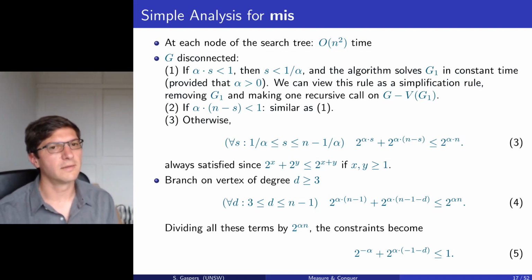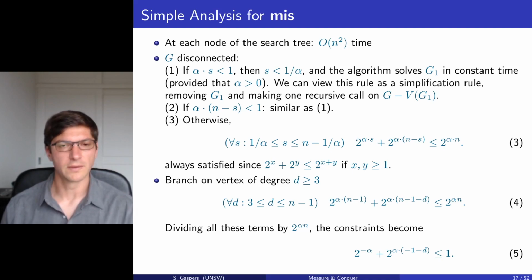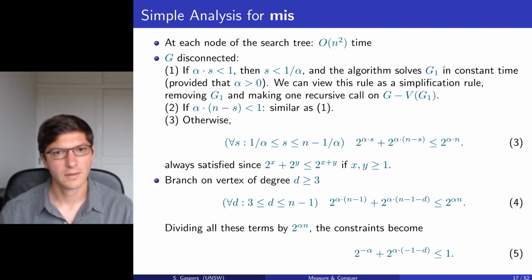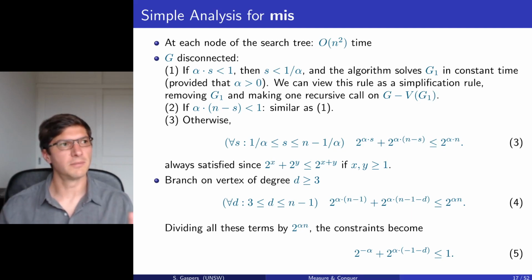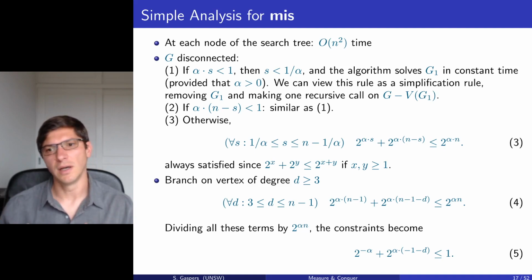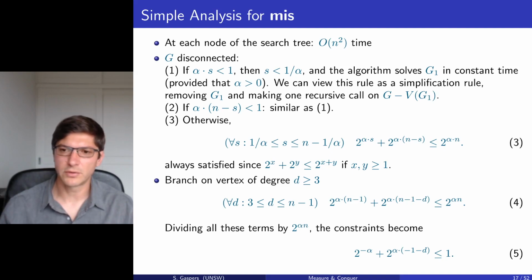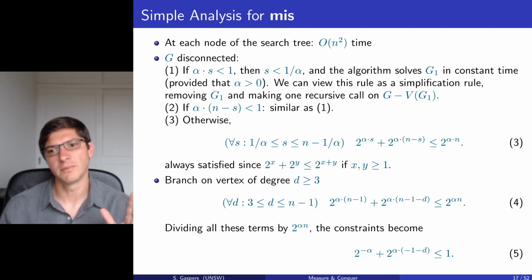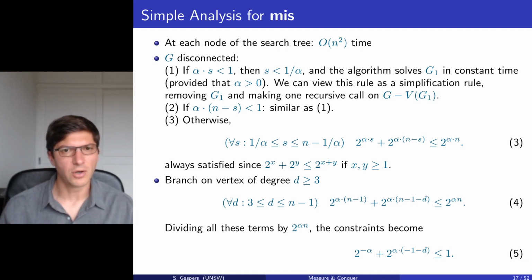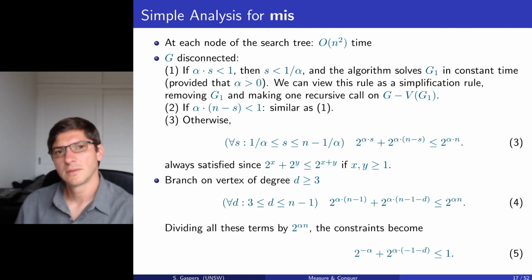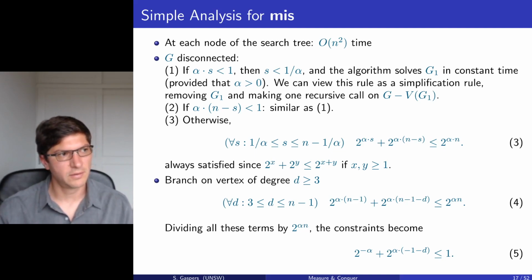So let's continue and analyze our concrete algorithm using this lemma. So at each node of the search tree, what does the algorithm do? Well, it checks whether the maximum degree is at most 2. It checks whether there's a degree 1 vertex. It computes the connected components of the graph, and then it selects a vertex of maximum degree. All of this can be done in n squared time.